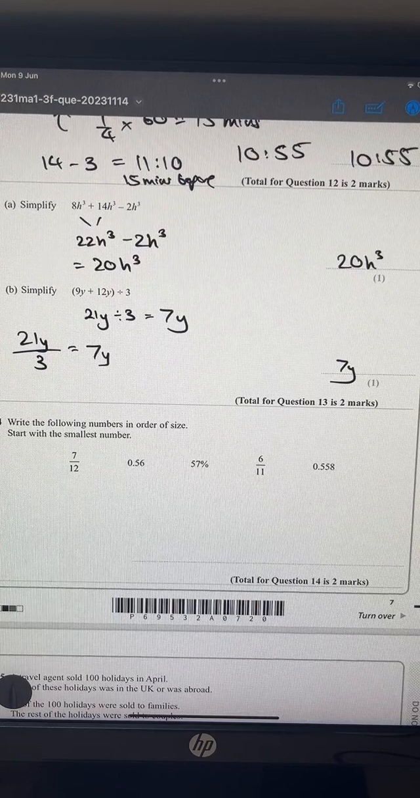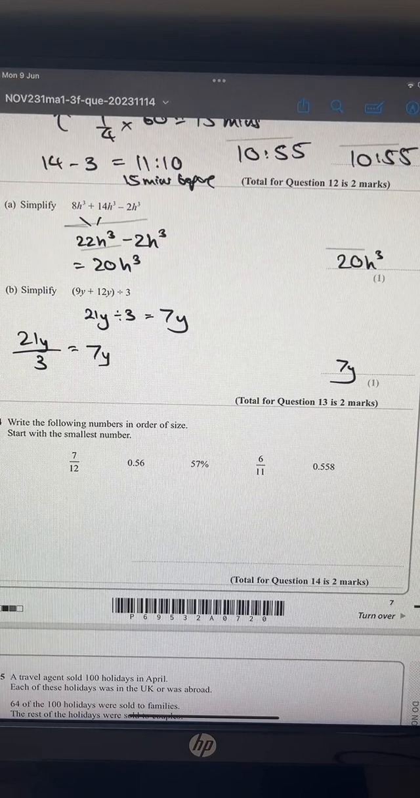14. Write the following numbers in order of size. Start with the smallest number. Should I go through this question, or should I skip this question and go into some harder questions?